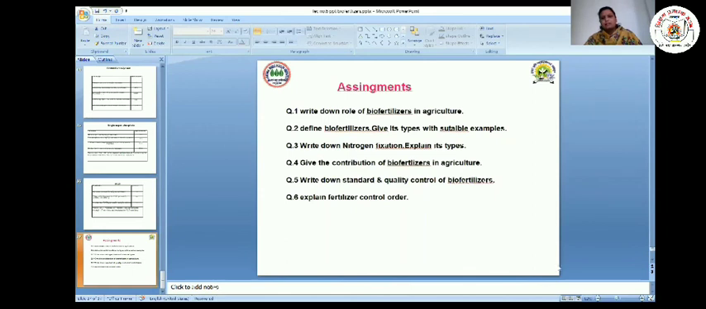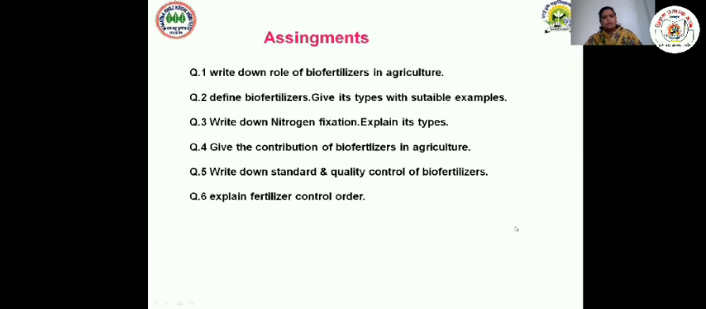This is the assignment. Solve all these in your assignment notebook. Write down the role of biofertilizers in agriculture. Then define biofertilizer, give its types with suitable example. Write down the nitrogen fixation, explain its types. Give the contribution of biofertilizers in agriculture. Then write down the standard and the quality control of biofertilizers and explain fertilizer control order.